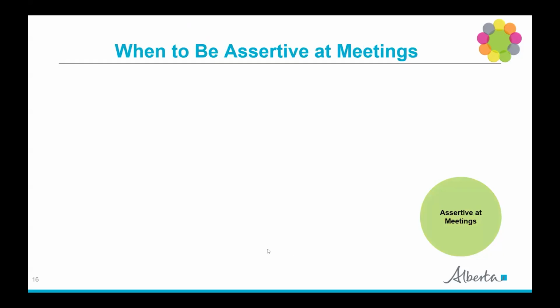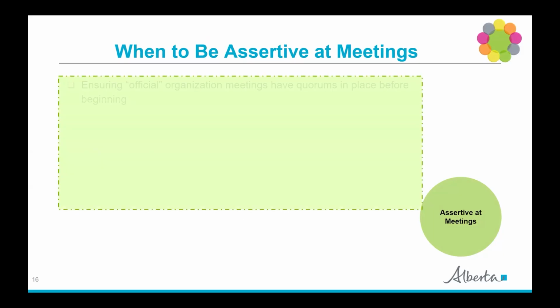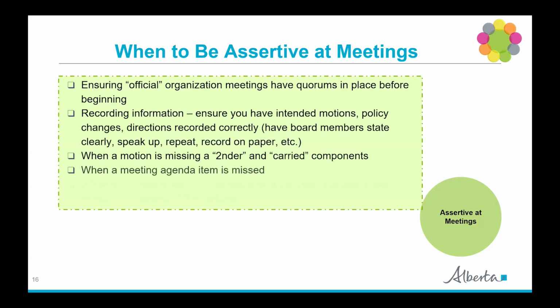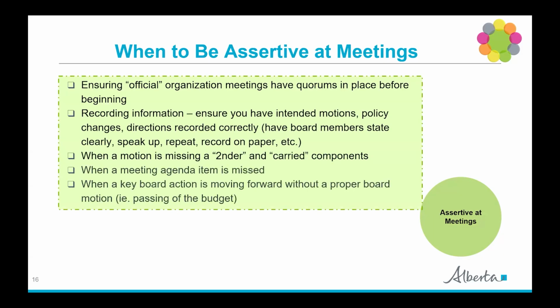There are times during board meetings when the board secretary needs to be assertive and bring certain matters to the attention of the chair, even if the meeting is energetic and moving fast. Here are some of those times. If an official organization meeting, like a regular board meeting or a special meeting, is starting and there's no quorum, again, meaning the minimum number of board members or membership are not present, the board secretary needs to respectfully let the board chair know before the meeting starts.